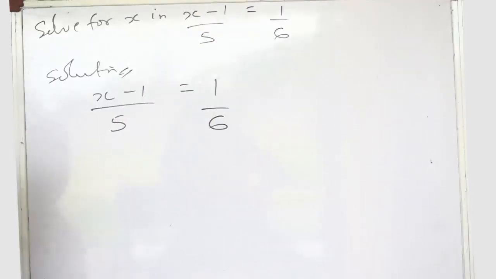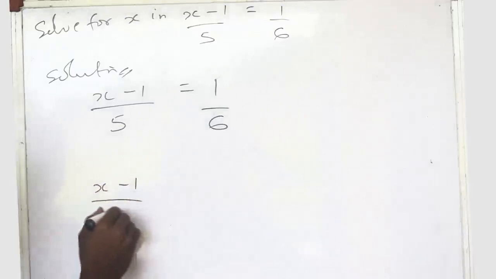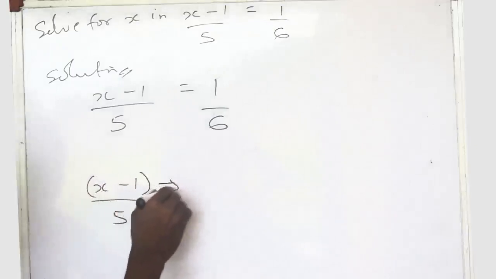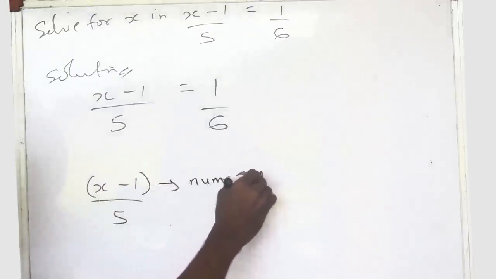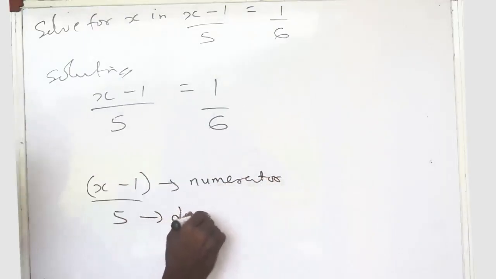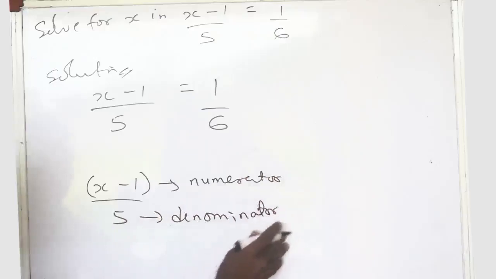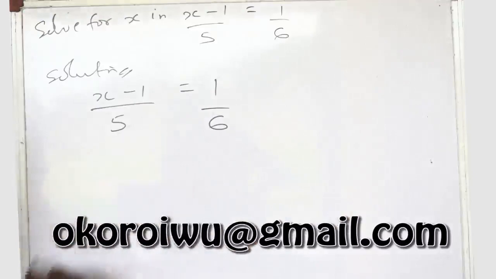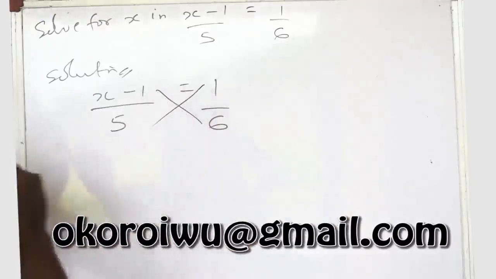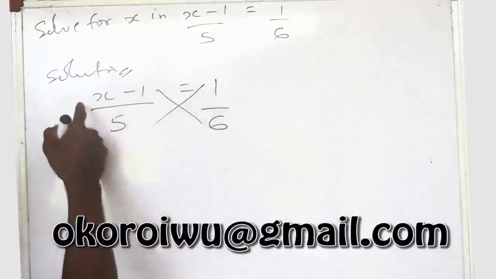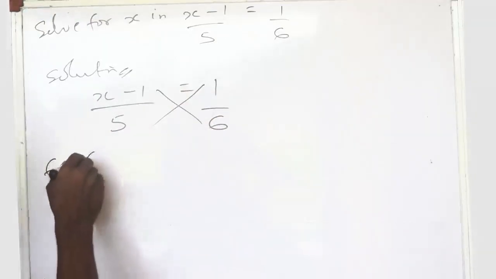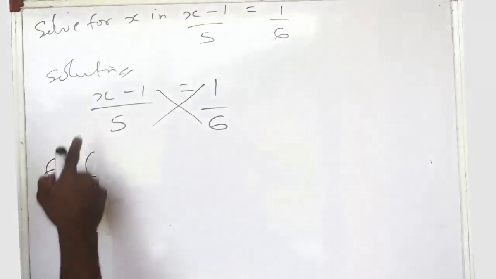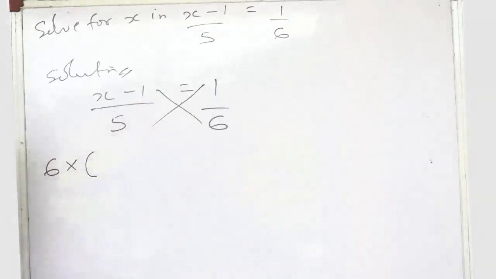So anytime you have this type of problem, you have to know that in x minus 1 over 5, the one on top is known as the numerator, whereas this 5 is the denominator. So this is an algebraic equation that has to do with what? Fraction. Since we have an equality sign, we say cross multiply. 6 will multiply everything at the top. You write 6 multiplied by, put a bracket. The essence of the bracket is that we have more than one thing that 6 is multiplying.